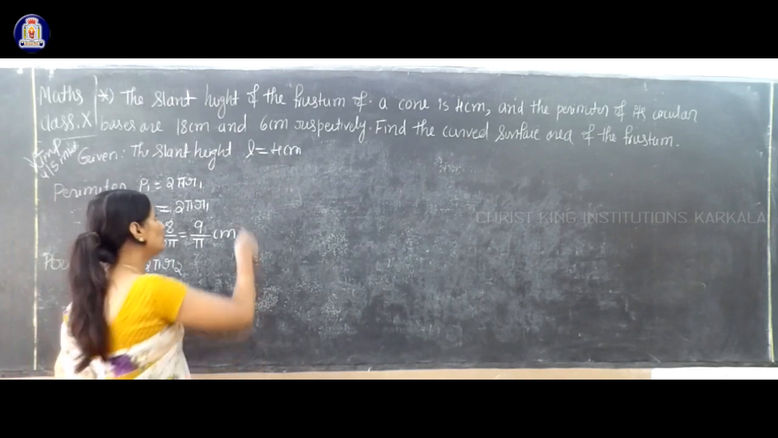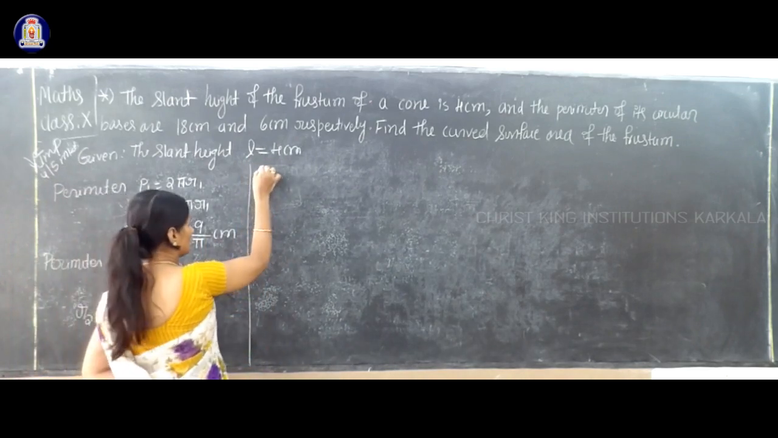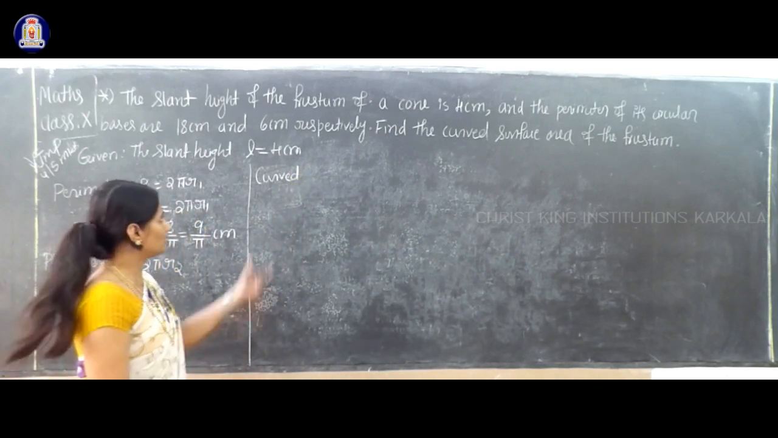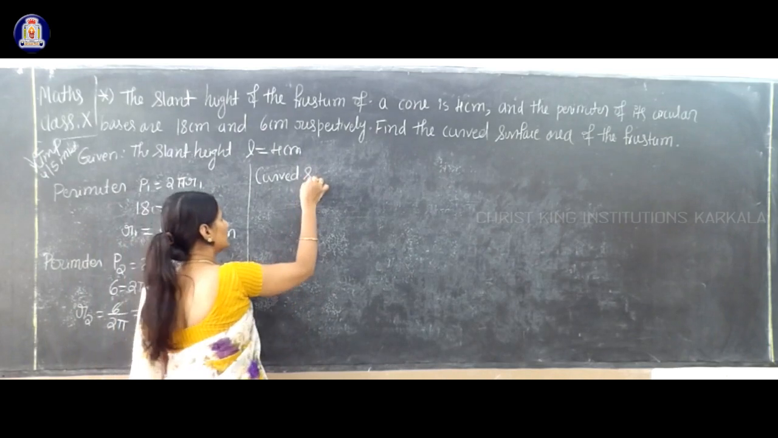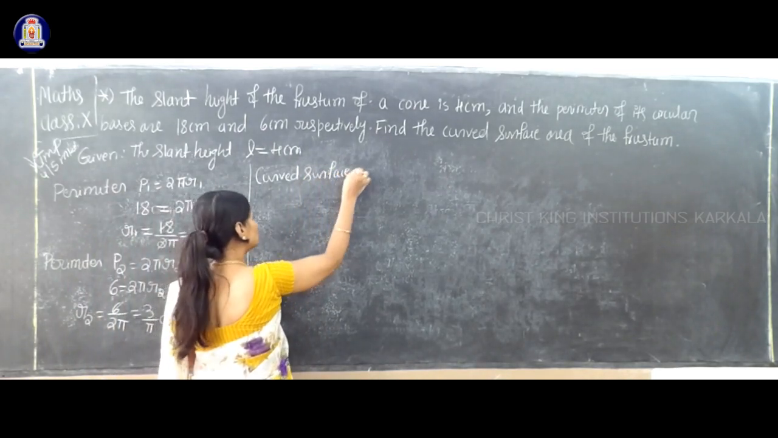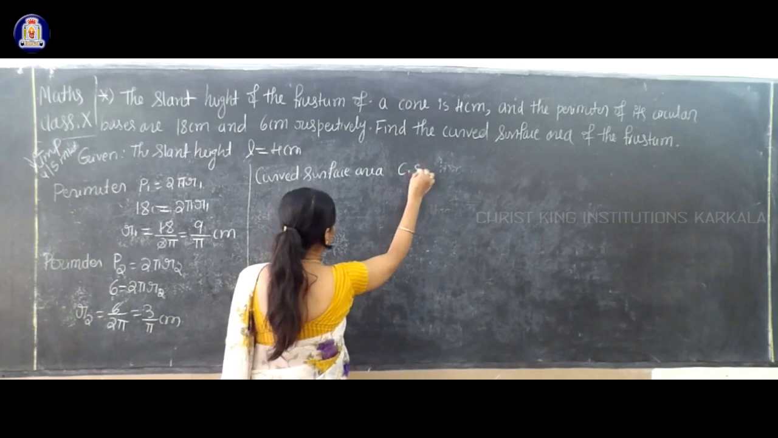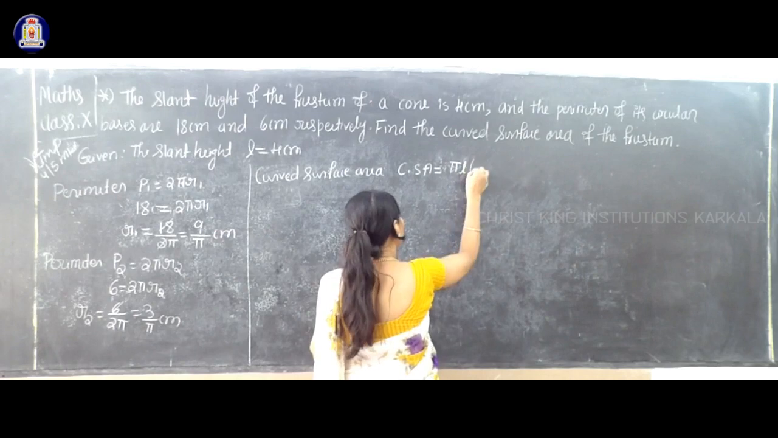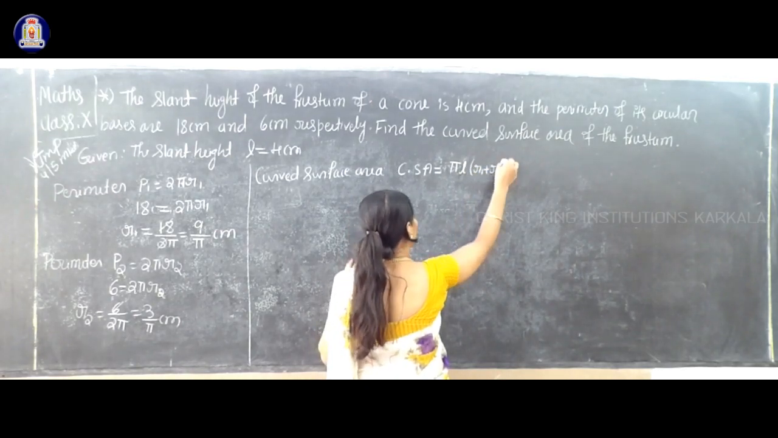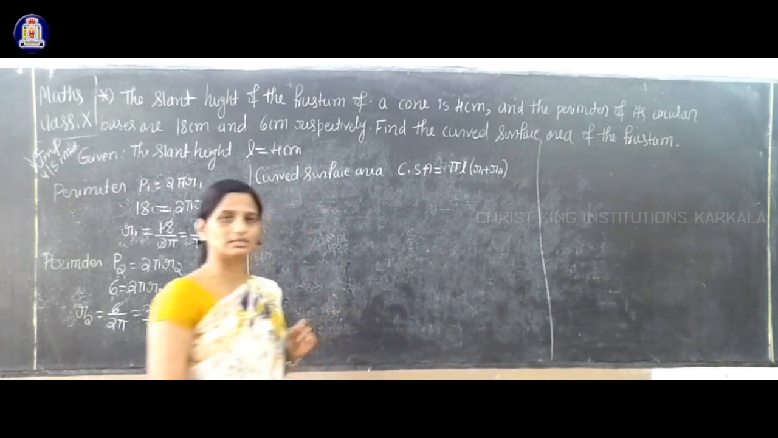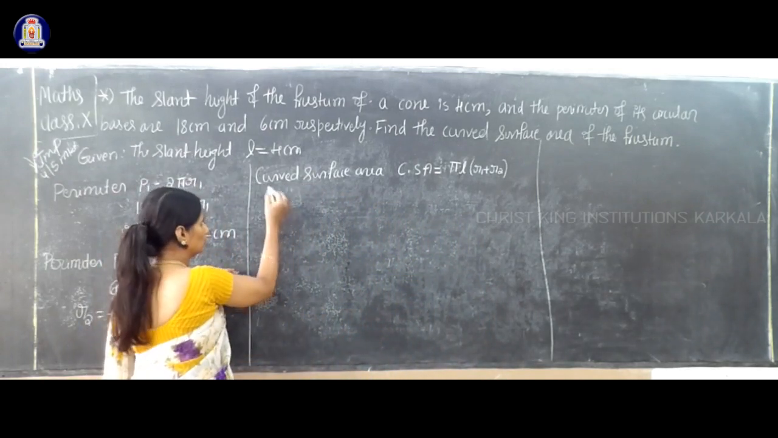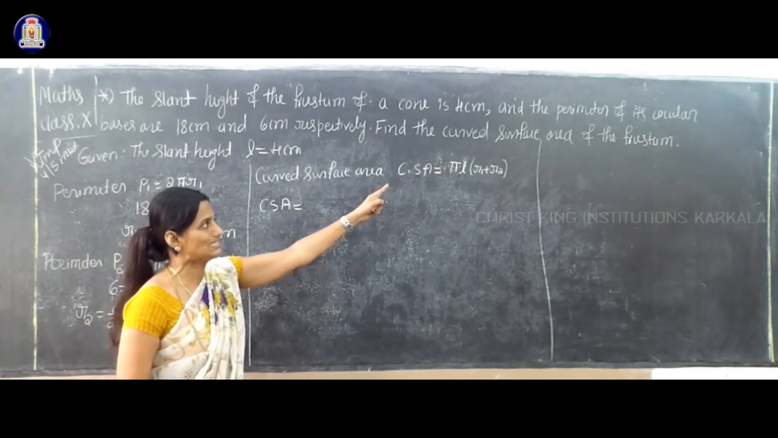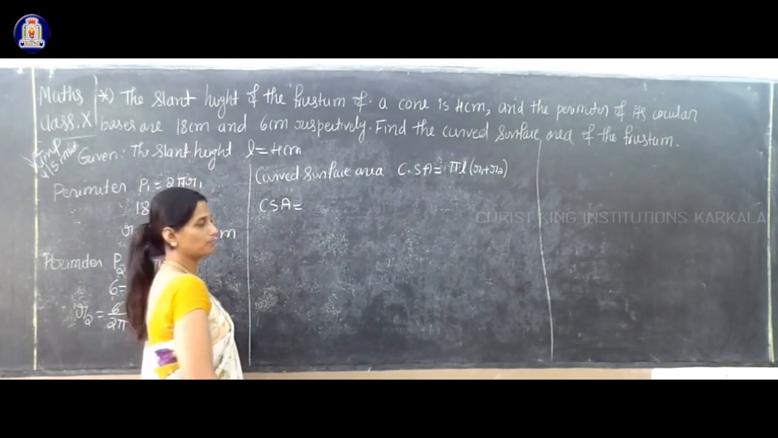So now what is to find? Find the CSA of the frustum. Now CSA, or curved surface area. Already I told you, don't just write CSA. First write CSA, that means curved surface area. CSA is equal to pi L (R1 plus R2). Correct, no? CSA of the frustum is pi L (R1 plus R2).